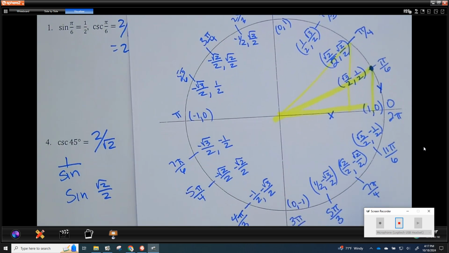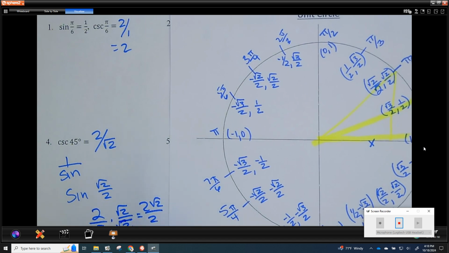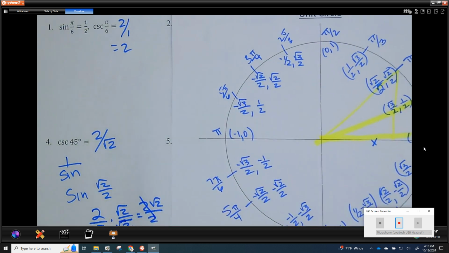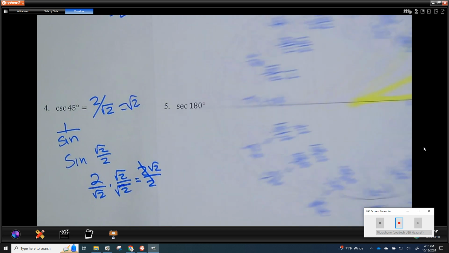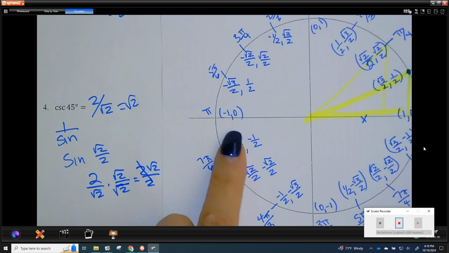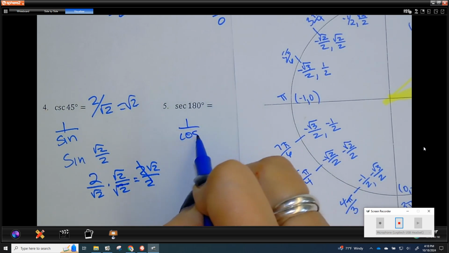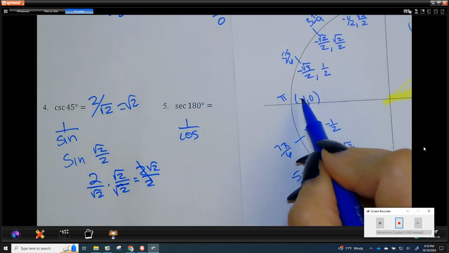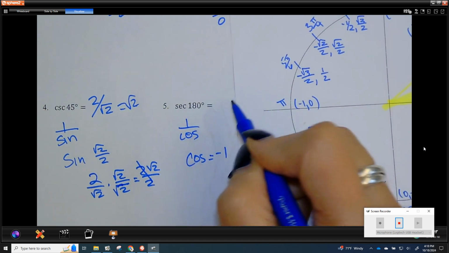You could also rationalize the denominator. Either one is fine. And you get 2 square root of 2 over 2, because those cancel the radical, and it's just square root of 2. Those are equivalent. Okay, 5 is 180. 180 is right there. We want the secant, which is 1 over cosine. Cosine is your x value, so cosine is -1. Flip it, we still get -1.